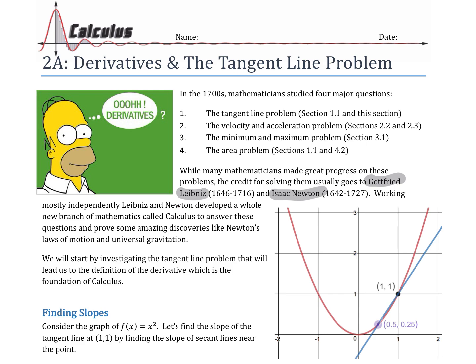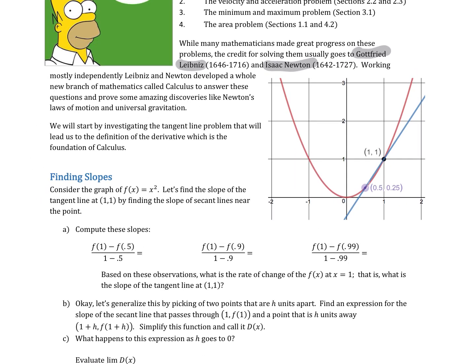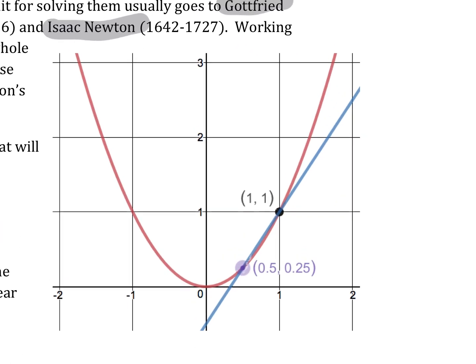So let's start by investigating this tangent line problem. So here's the big idea, all right? We have a function like f of x equals x squared, and we want to know, if we pick a point, what is the slope of the tangent line at that point? So remember, a tangent line is a line that crosses at one point. Okay, so here we have this red parabola, and we want to know what is the slope of the line that just crosses through here.